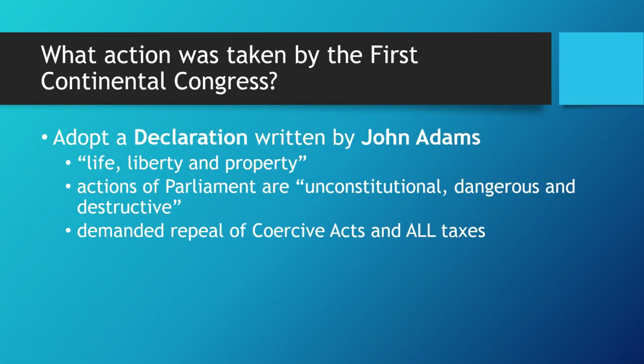So what was the result of this historic meeting? First, the delegates adopted a declaration written by John Adams that demanded recognition of their natural rights to life, liberty, and property. It denounced the actions of Parliament as unconstitutional, dangerous, and destructive. It demanded a repeal of not just the coercive acts, but all taxes on the colonies.